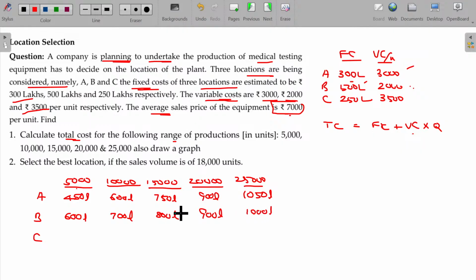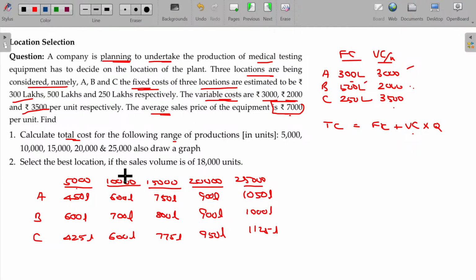The last one, C, 250 and 3,500 per unit. 3,500 into 5,000, I think 175 lakhs. 250 plus 175 lakhs being 425 lakhs. Am I right? Are you getting this? Thereafter, for every 5,000 units, 175 lakhs will be added. So 425 plus 175, 600 lakhs, 775, 950 and 1,125 lakhs. Clear?